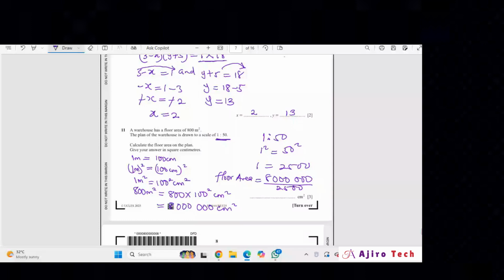So 8 million divided by 2500 will give us this answer: 3200 as our answer. So this is the floor area on the plan. And it says give your answer in centimeters squared. So that is why we have that there. Any question, please?